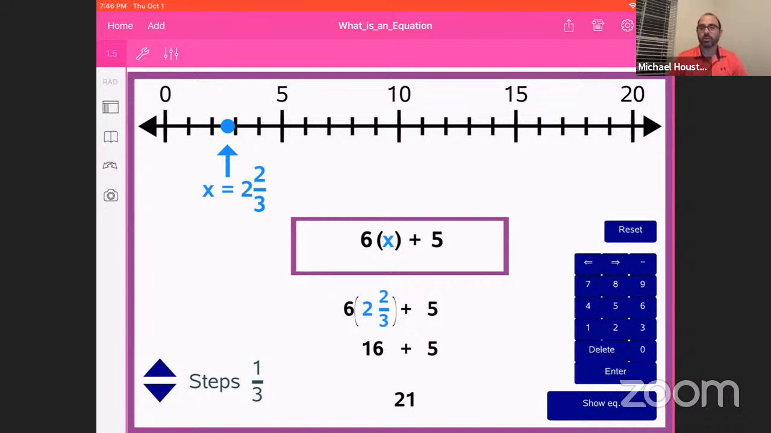So I want them to be able to do 6 times 2, right, and get 12, and then think about what 6 times 2/3 would be. We're dividing the 6 up in thirds, and we want to have 2 of those, right? So that would be 4. So I have 12 and 4 more, and you can see it gives me the 16.